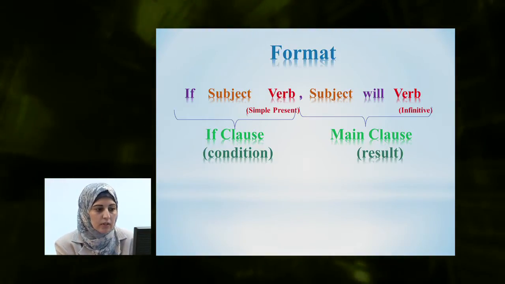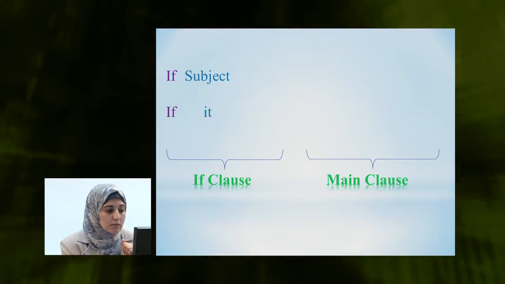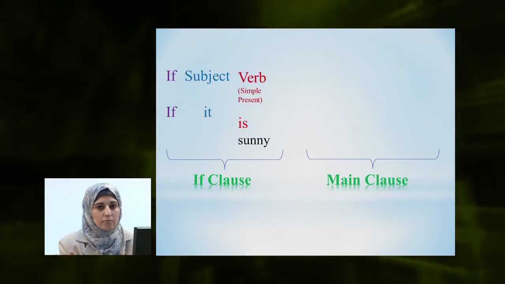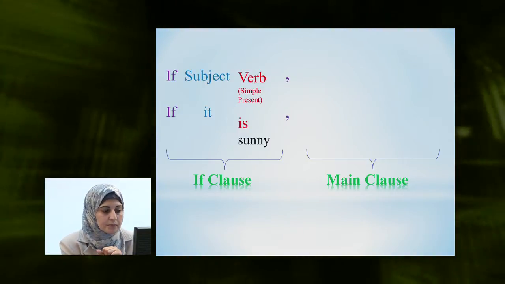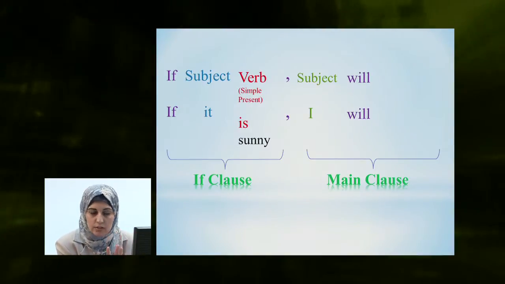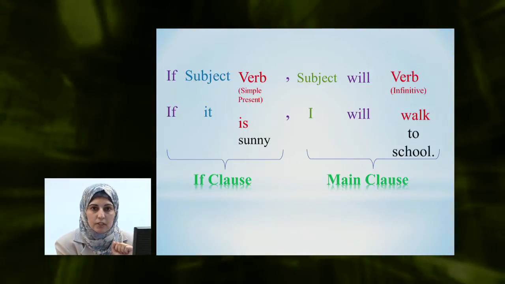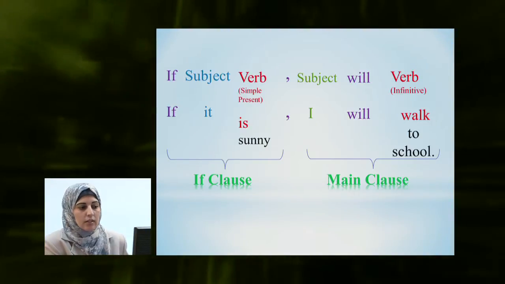Let's see an example to make this clearer. So, remember that you have two clauses, the if clause and the main clause. In the if clause, you need if, subject, say it, verb in the simple present, say is sunny. So, if it is sunny, don't forget the comma. In the main clause, subject, say I, will is fixed there, verb in the infinitive, say walk to school. So, at the end you have, if it is sunny, I will walk to school.